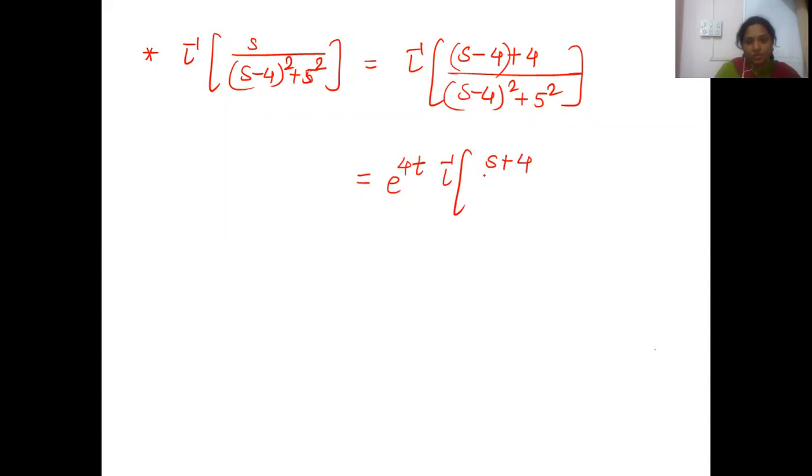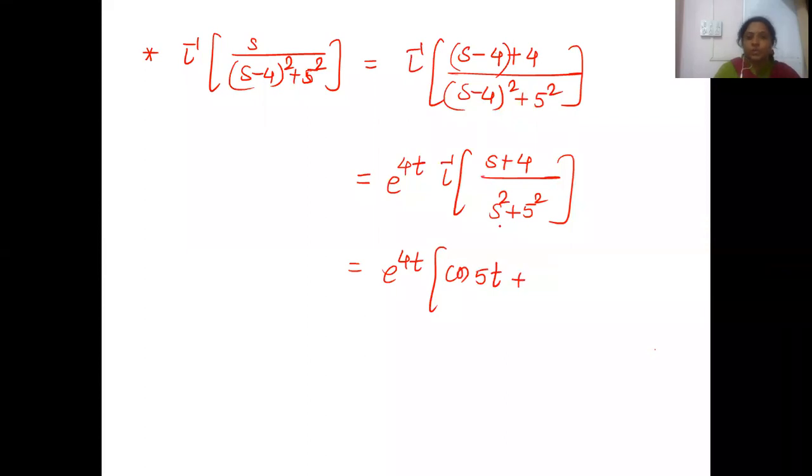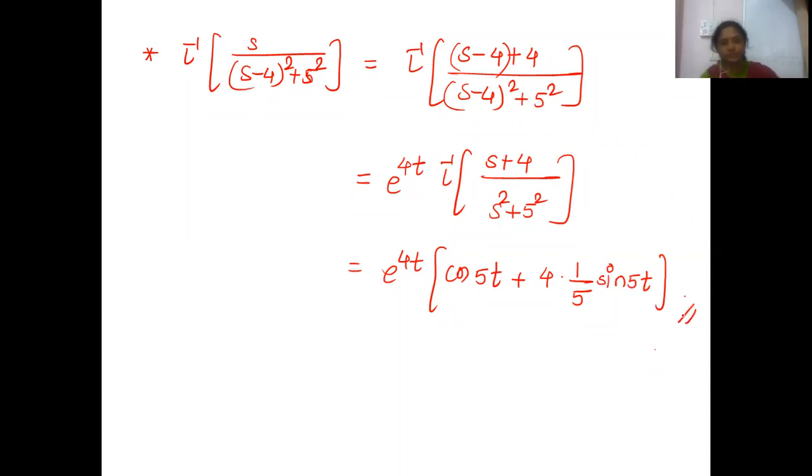Right. (s minus 4 plus 4) upon (s minus 4) square plus 5 square. It is e raised to 4t. If we separate s upon s square plus 5 square, that is what? Cos 5t, plus 4 will come out, 4 into 1 upon s square plus 5 square, that is 1 upon 5 sin 5t. Correct? Yes.